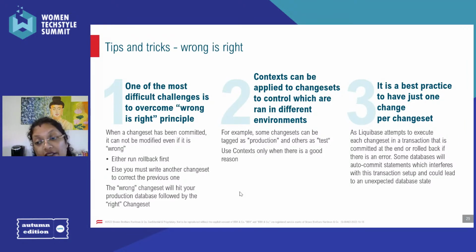Then it is a best practice to have just one change per change set, and I do want to emphasize this because there are some database changes, like DDLs, that are auto commits. Even though Liquibase tries to execute each change set in a transaction, which is either committed or rolled back towards the end, if something happens during an auto commit in between, then Liquibase will not be able to roll it back. So it's better to have one change per change set.